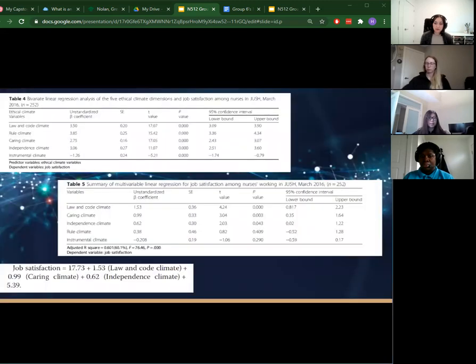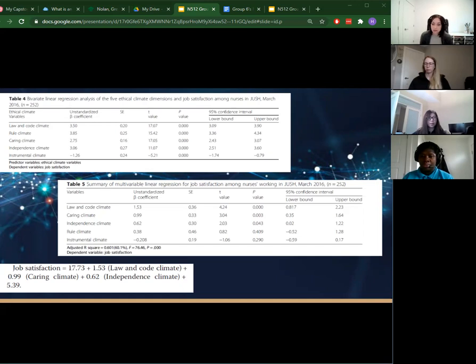Finally, a simple linear regression analysis was completed for each ethical climate with job satisfaction as the dependent variable. As you can see, the results showed that the law and code climate, rural climate, caring climate, and independence climate significantly and positively affected nurses' job satisfaction, all with a p-value of less than 0.01. On the other hand, the results show that the instrumental climate significantly and negatively influenced job satisfaction.